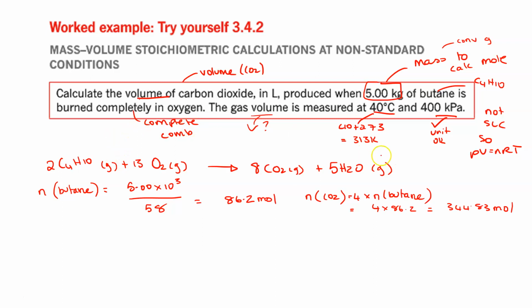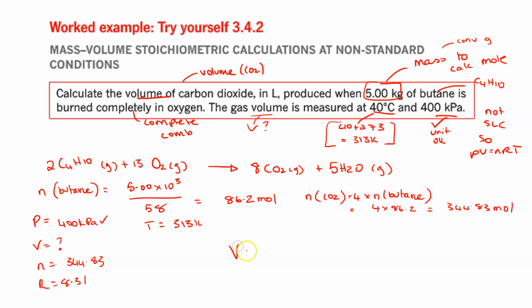Okay, so now that we've got that, we need to use PV equals nRT. We have a pressure that is 400 kPa. That one's okay. Volume is what I'm looking for. n is 344.83. R is equal to 8.31 from our data booklet, and T is equal to 313 Kelvin, and that's because up here I already did the conversion where I added 273 to go from Celsius to Kelvin. So when we substitute that in, we get V. So we had PV equals nRT, so V is equal to nRT on P.